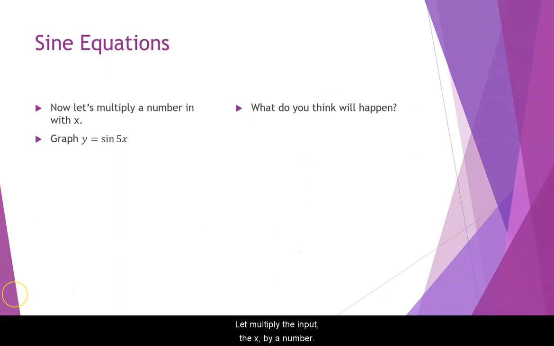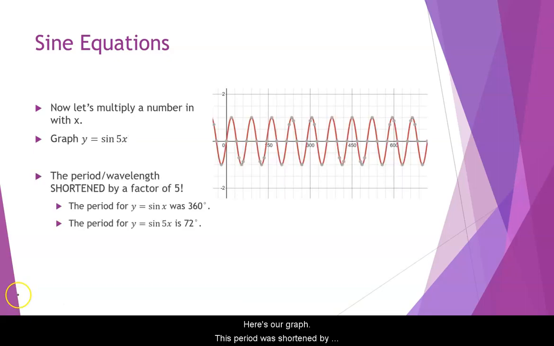Let's multiply the input, the x, by a number. And maybe I should have put parentheses around this, but this is graphing y equals the sine of 5x. Before going on, stop and take a guess about what might happen. Here's our graph. This period was shortened by a factor of 5. So the period is how long it takes the wave to complete one full cycle. If it's starting from 0, how long it would take to go up, down, and back up to 0.